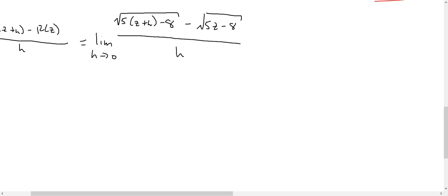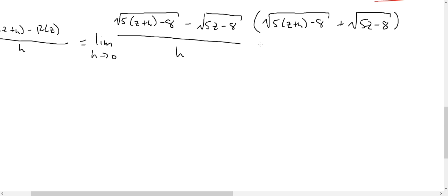So in this case, our a is going to be this over here, and our b is going to be this over here. So we're subtracting them, so we're going to multiply by the sum of them. On the top, we're going to multiply by the square root of 5 times z plus h minus 8, plus the square root of 5z minus 8. And we're going to do the same thing on the denominator.